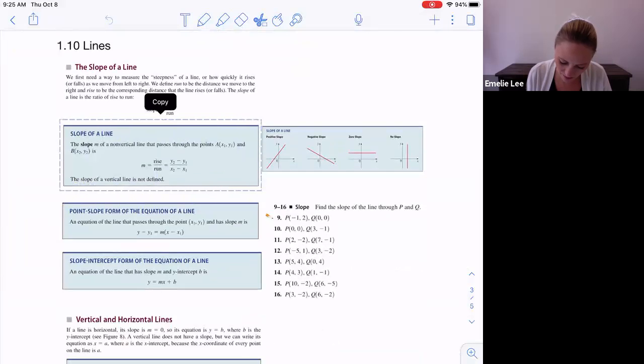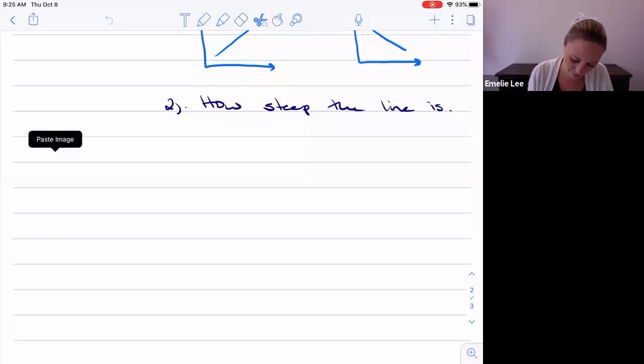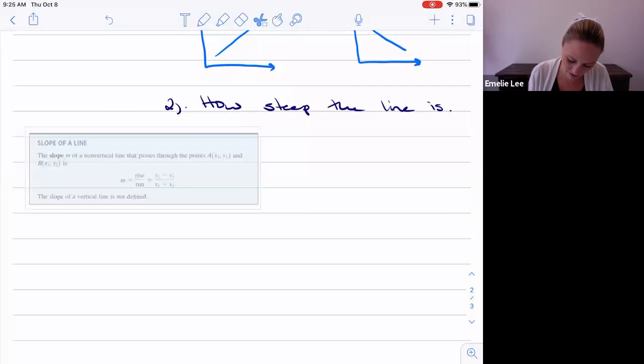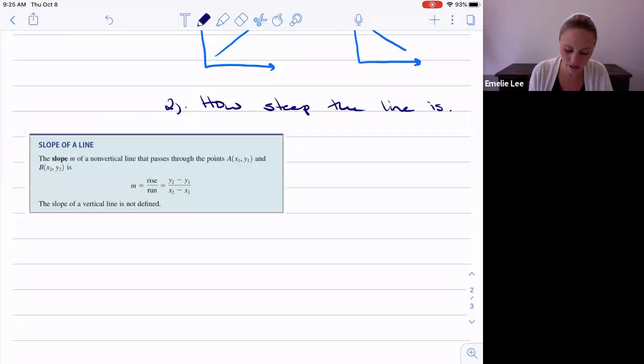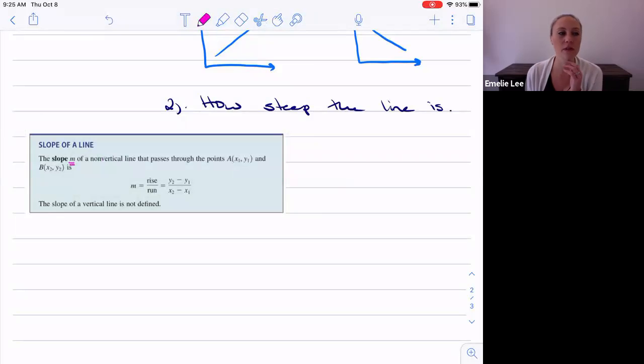Let's talk about the slope of a line first. We usually use a lowercase m for the slope. So lowercase m is the slope. And hopefully you remember rise over run, right? Rise over run in terms of points on a coordinate system.